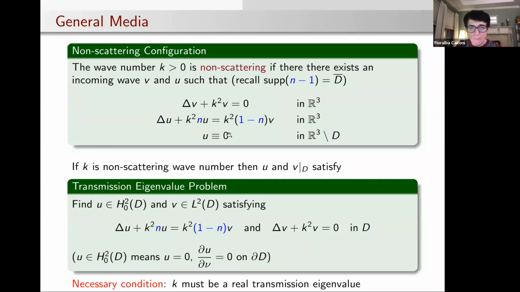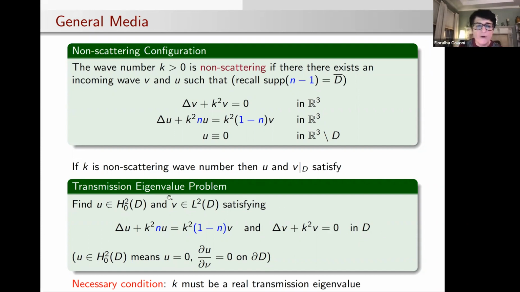Again, I have a compactly supported solution to this source problem where the source is supported in D and the source has this particular form, okay, where V is a solution to the Helmholtz equation outside. So this was my non-scattering configuration. All right, so what would be the transmission eigenvalue problem related to this scattering configuration? Well, if I relax a little bit one of these overdetermined conditions I have here. So if I say, how about I require V to solve the Helmholtz equation only inside D, okay? So I restrict this equation only in D.